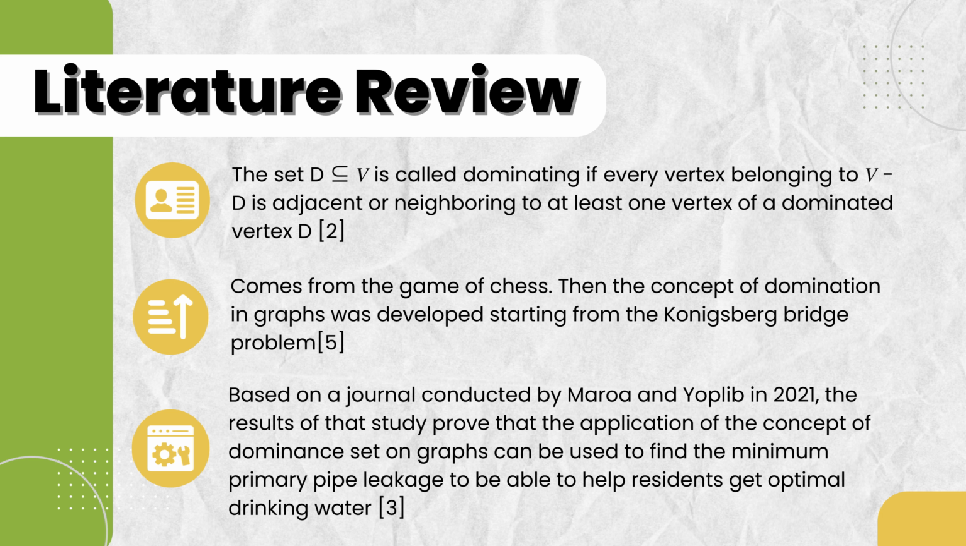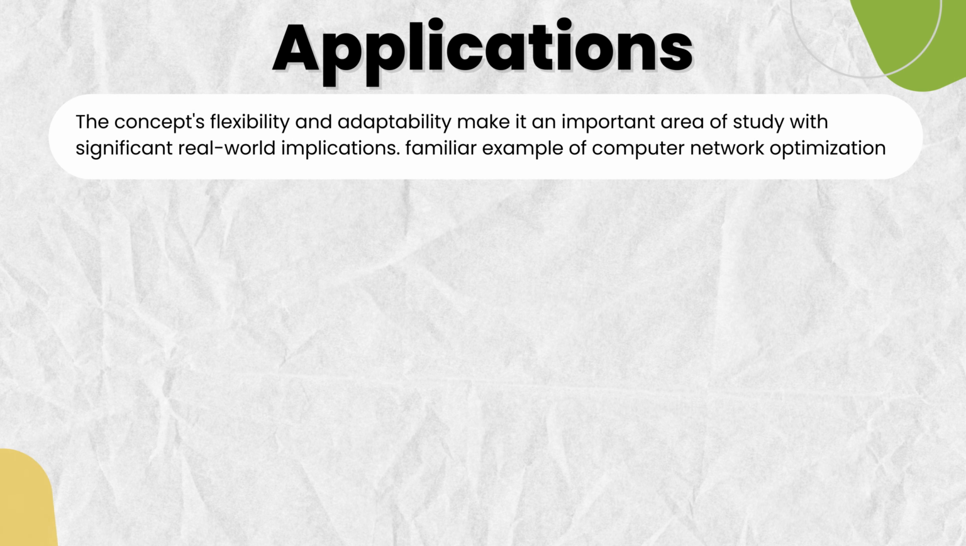Based on a journal by Marwa and Yolpit in 2021, to find the optimal network in the PDAM water distribution network, the result of the study proved that the application of the concept of dominance in graph can be used to find the minimum primary pipe cable to help residents get optimal drinking water. The concept of dominance in graph theory has proven to have wide application and practical relevance in various domains. Its flexibility and adaptability make it an important area of study with significant real-world implications.